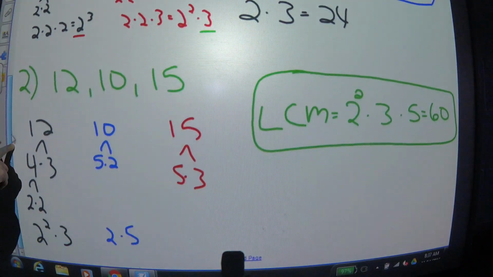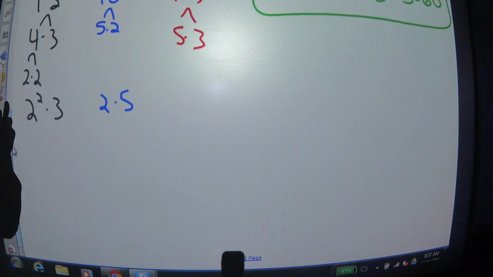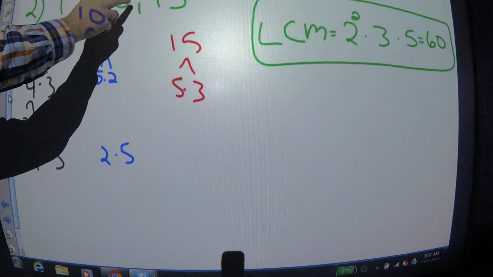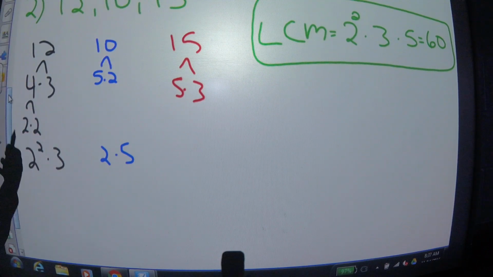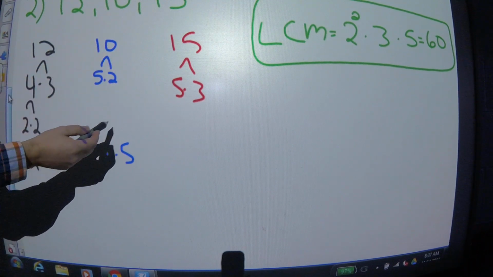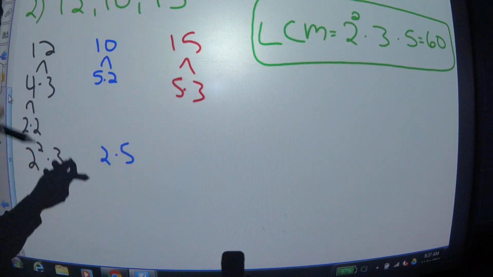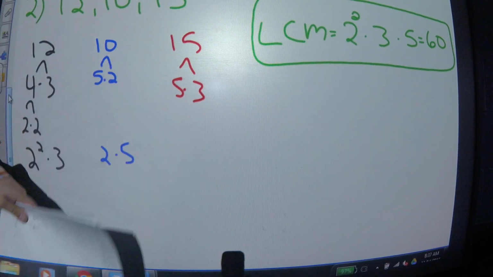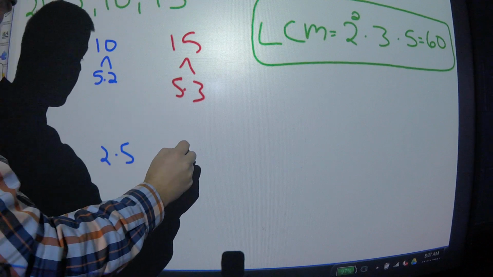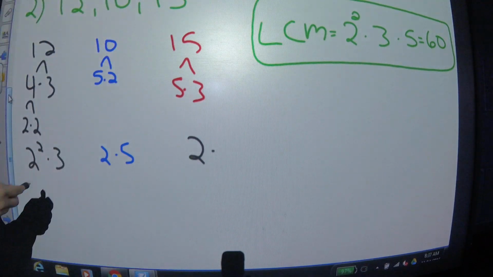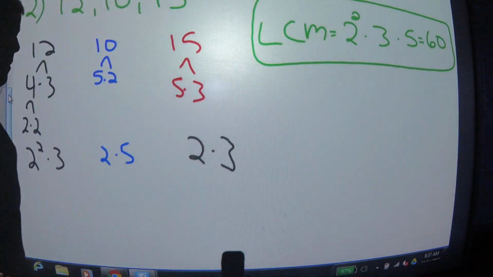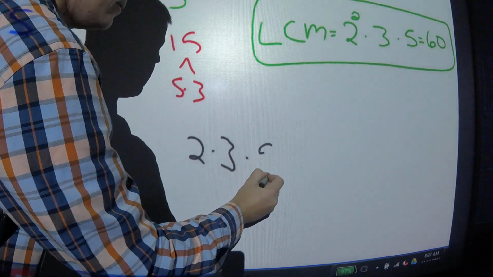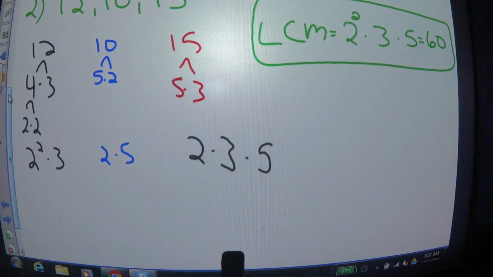All right? So let's look at this. 12, 10, and 15. Once again, going to break it down. We already broke down 12 before. 2 squared times 3. 10 is 2 times 5, and 15 is 3 times 5. So now we want to list all the prime numbers between the 3 of these numbers. Well, we have a 2. We have a 3. We have a 5. There's no other prime numbers.